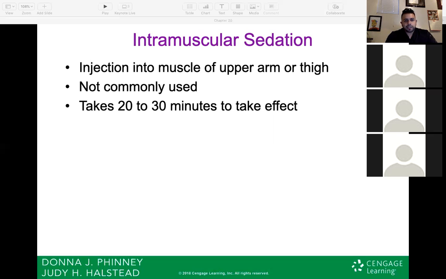Intramuscular sedation is the injection that's injected directly into the muscle, usually the upper arm or the thigh. It's not commonly used, but again, in pediatric patients, it can be. It usually takes 20 to 30 minutes to take effect with this type of route of sedation. Again, this is intramuscular sedation.